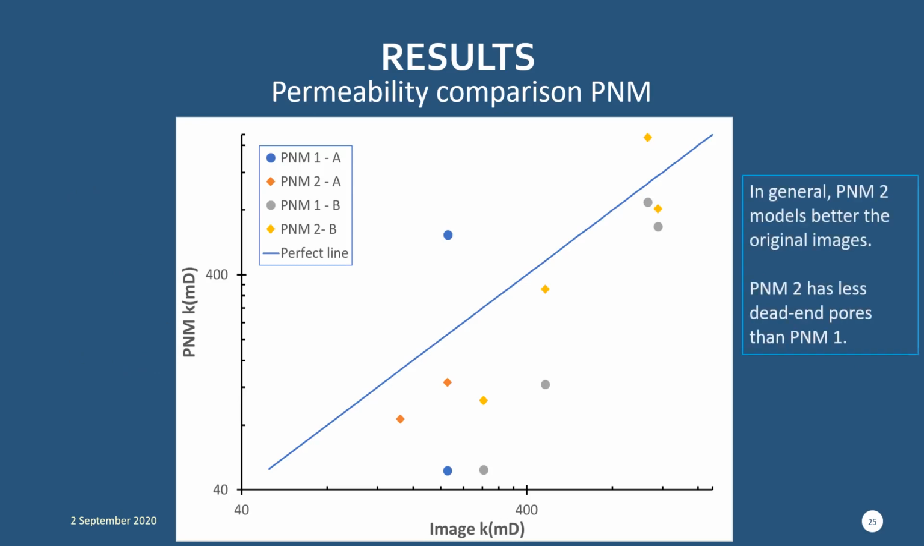Regarding the comparison between pore network models and the permeabilities from the images, we see the straight line corresponds to a perfect line where the permeabilities would be equal between the image and the pore network model. So the symbols that are closer to this line have a better prediction of the pore network.